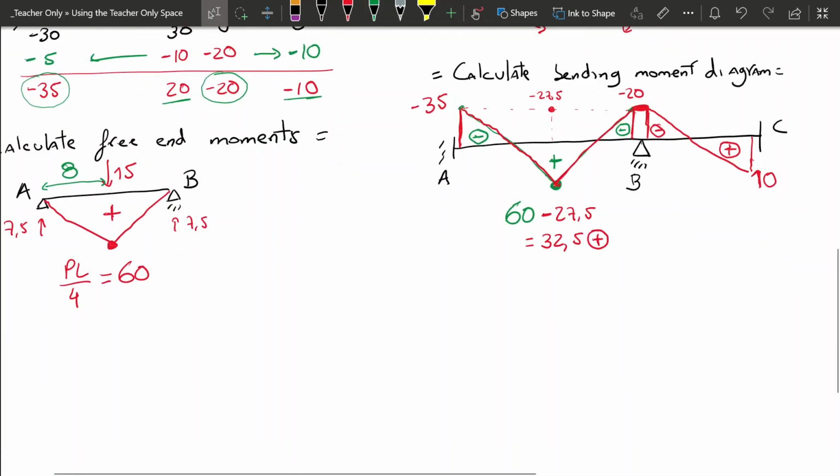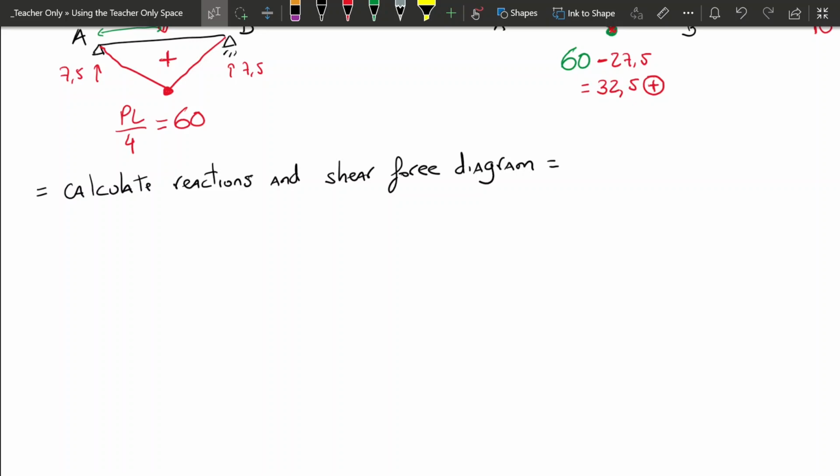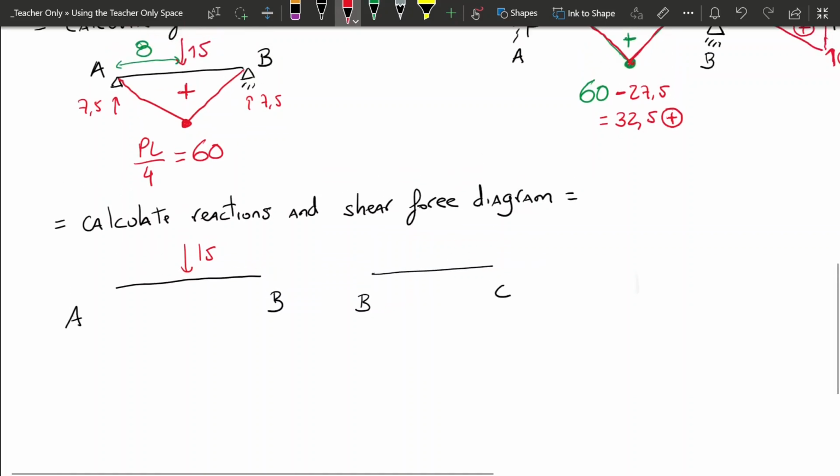Now the next step is to calculate reactions and shear force diagram. We can do it in one go. So to get this step right, we need to isolate the 2 bars, AB and the bar BC. Then we're going to put the forces that we have there, and we're going to put the moments that we calculated from the balancing table.